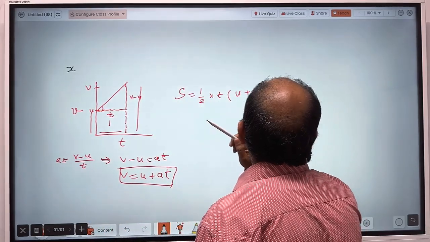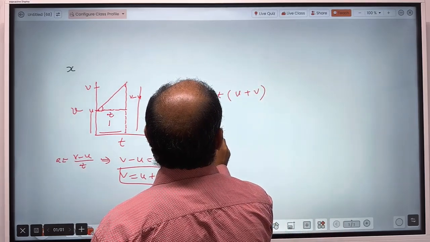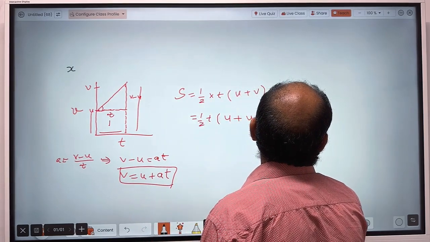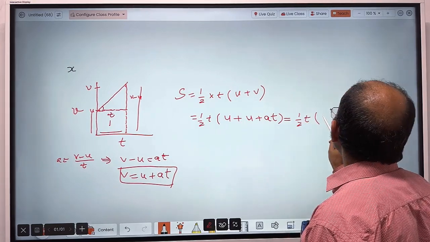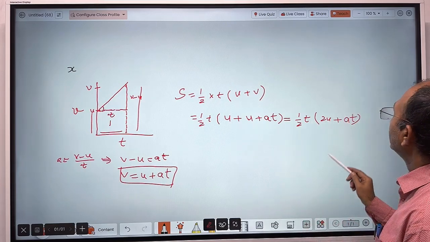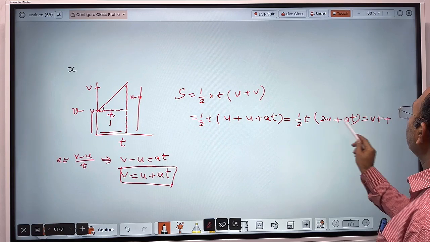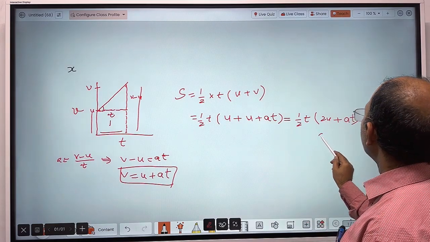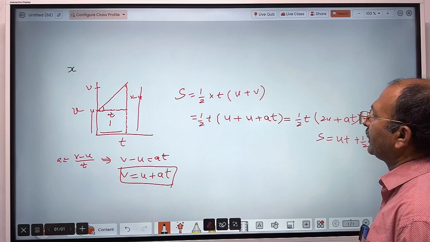Now do one thing, you can put the value of v, this u plus at, so 1 by 2 t times u plus at. So this will become 1 by 2 t and this 2u plus at. Now open the bracket. So here 2 will cancel out, you will get ut, and here 1 by 2 will get multiplied 1 by 2 at square. This is second equation of motion. If you remember, s equal to ut plus half at square.